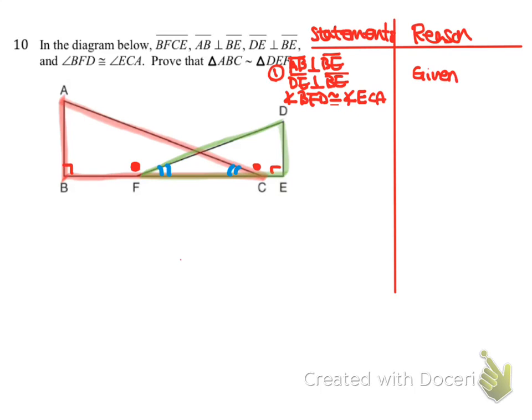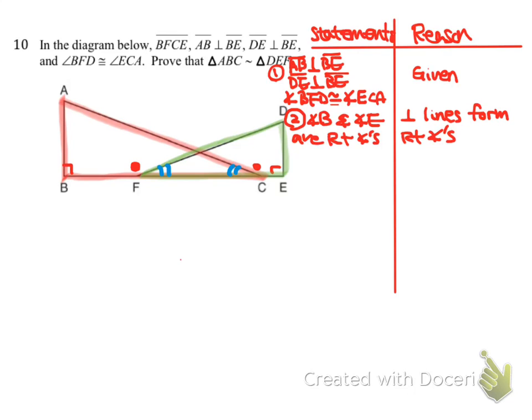Alright, now, the second one, all we get to realize is the right angles. Angle B and angle E are right angles. The reason is: perpendicular lines form right angles. Now number 3, not only are angle B and E right angles, they are also congruent, because all right angles are congruent.